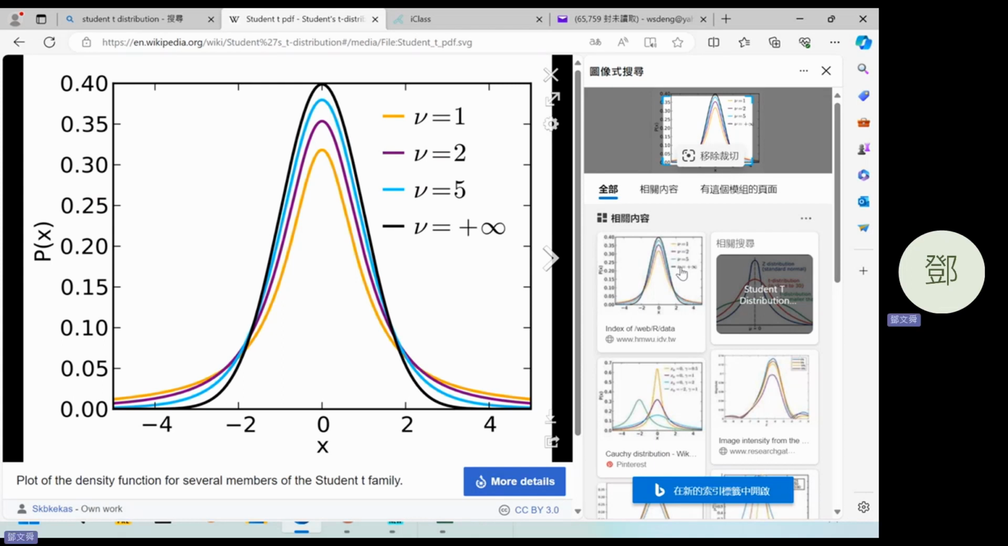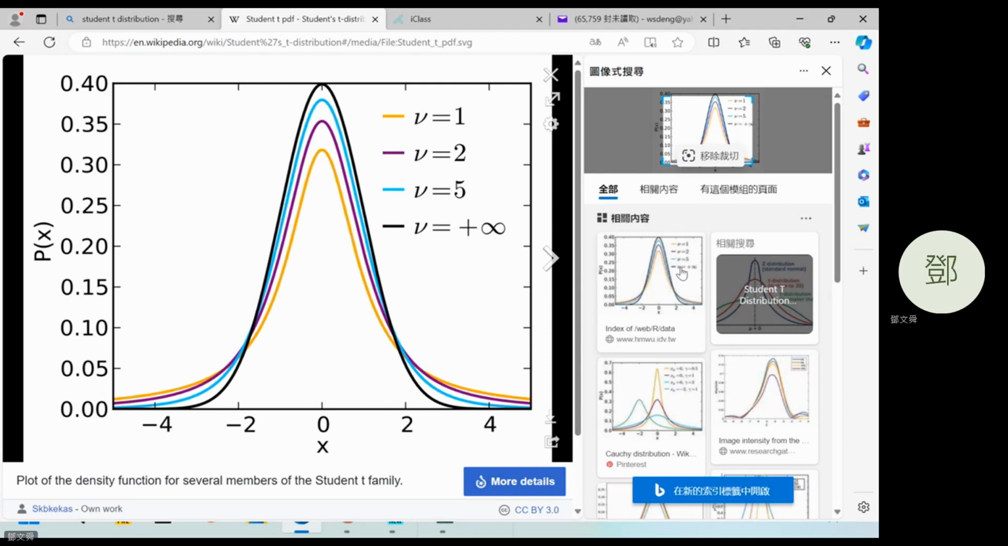T V here is the same as n in our lecture note. All right. Hey, you see this? The yellow one, V or N, V is N, okay? The same. The degree of freedom. The yellow one is the T distribution with the degree of freedom 1, N equal 1. And the purple one here is the T distribution with the degree of freedom 2. Okay, so N is 2 here, right?